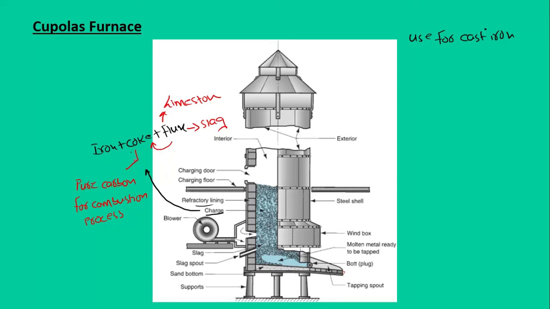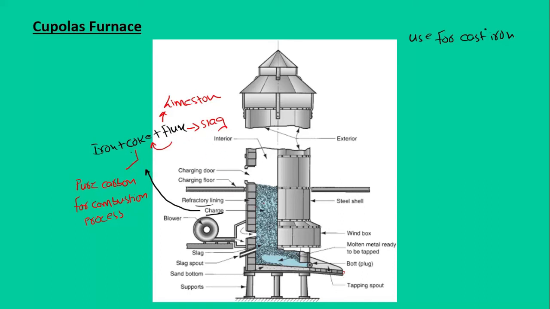We have the iron, which is the primary material which we are going to melt. We have the coke, which is a pure form of carbon. And why do we add the coke? To support the combustion process. When this coke is combusted, it forms ash. The flux reacts with that ash and other impurities, because ash is an impurity here, to form a slag.